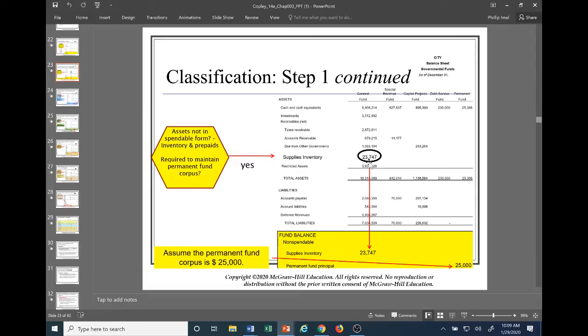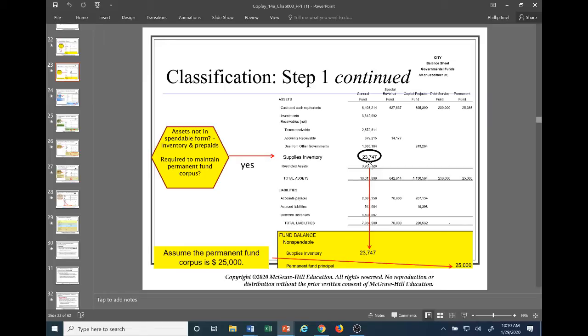So when building this fund balance section, that $25,000 is going to be moved down here. See how we're keeping it in line with the permanent fund, but it's non-spendable and it's permanent fund principal. So we know that part of that fund cannot be touched. Only the $366 can be used for whatever the purpose is, because that's the earnings or the interest.